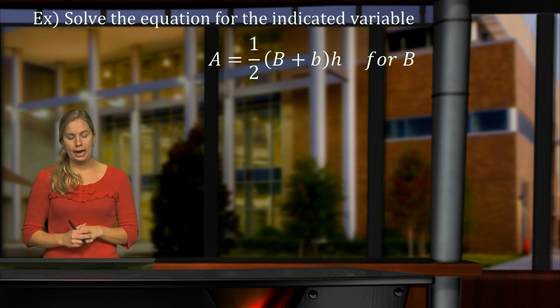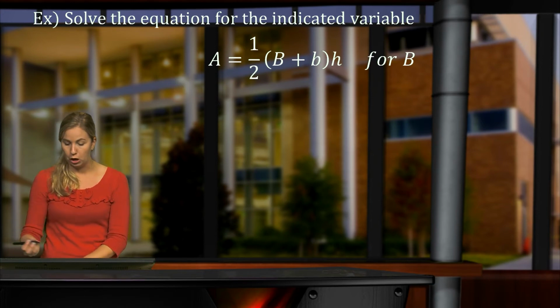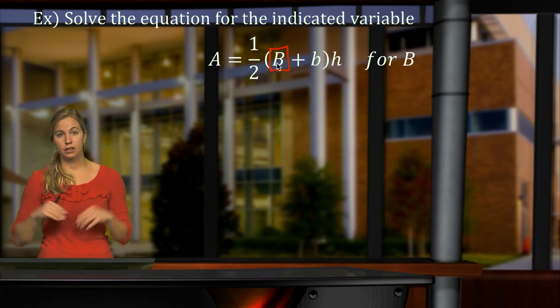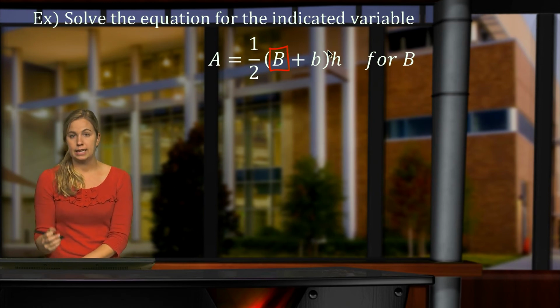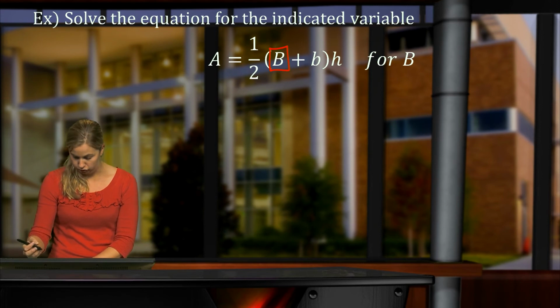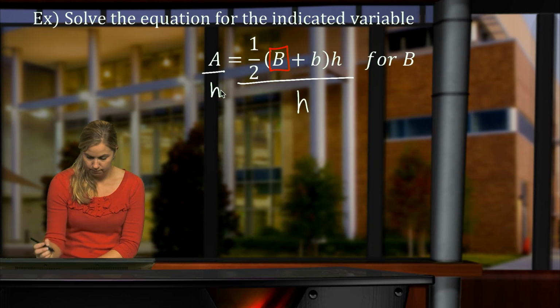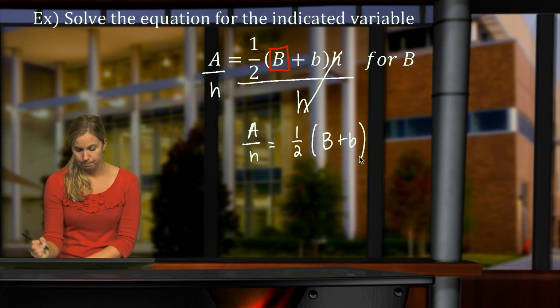A is equal to 1/2 times the quantity big B plus little b times h. We're solving for big B. Okay, so we need to undo everything that's on the outside of the parentheses first. So if I'm looking at this, h is being multiplied, so I'm going to divide both sides by h. Those h's go away. I've got A divided by h equals 1/2 times the quantity big B plus little b.